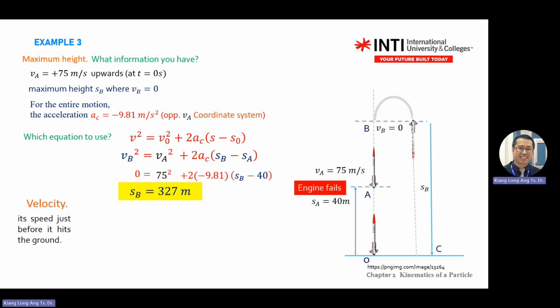Velocity just before it hits the ground. We know the SB. SB is the total height it reached. SB is a location. It's a location, actually it's a coordinate system. Don't confuse it with the total length. Don't confuse with that. So before it hits the ground, again use the same equation.